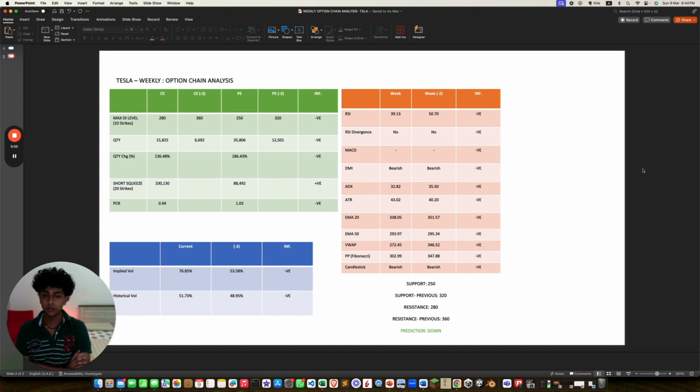VWAP is lower, pivot point is lower as well, that's 2 negatives, and the candlestick is bearish. The new support is 250. The previous support 2 weeks ago was 320. The new resistance is 280 and the previous resistance was 360, and overall the prediction is that Tesla goes down.